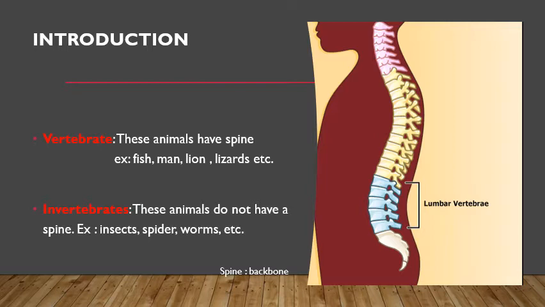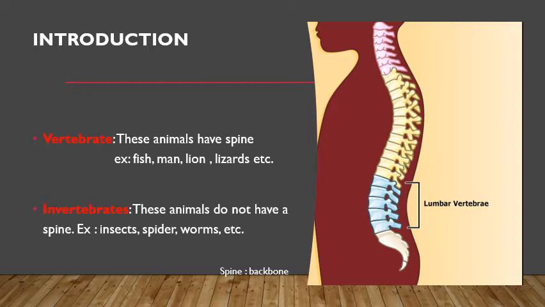First thing I want to tell you about is we have something called backbone. If you touch your back, you can feel the backbone. Now, the animals are mainly divided into two groups, that is vertebrates and invertebrates. Vertebrates means these animals have spine. Spine means the backbone, which you, me, everybody has. That backbone is also called as spine. Now, you can see this picture of the spine on your screen.